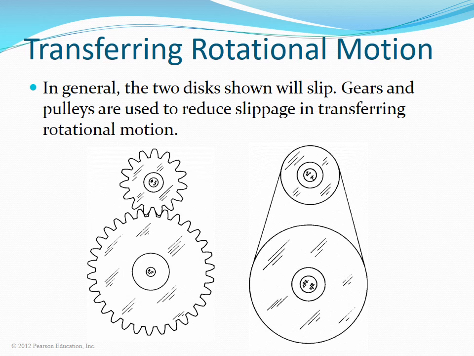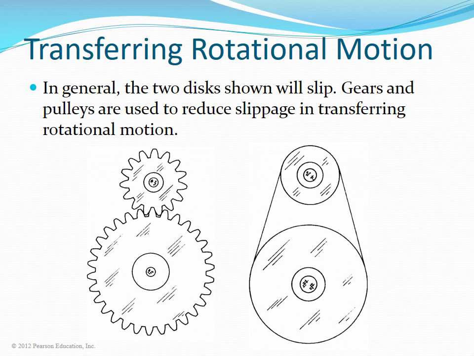In general, the two discs on the previous slide will slip. Gears and pulleys are used to reduce slippage in transferring rotational motion. Gears and pulleys are used to increase or reduce the angular velocity of a rotating shaft or wheel. When two gears or pulleys are connected, the speed at which each turns compared to the other is inversely proportional to the diameter of that gear or pulley.